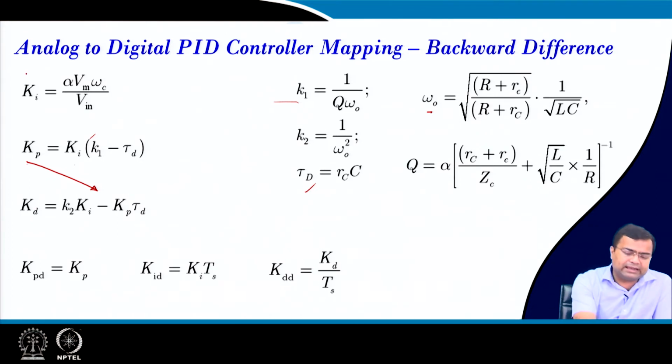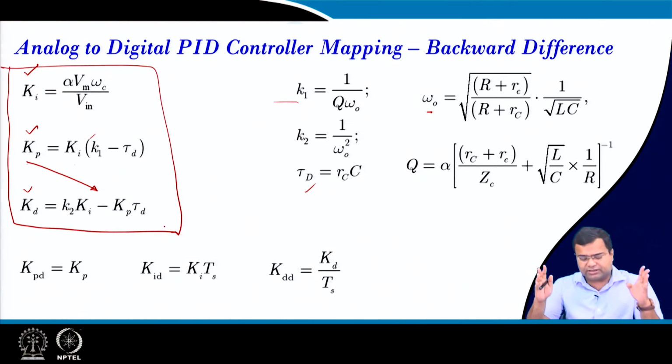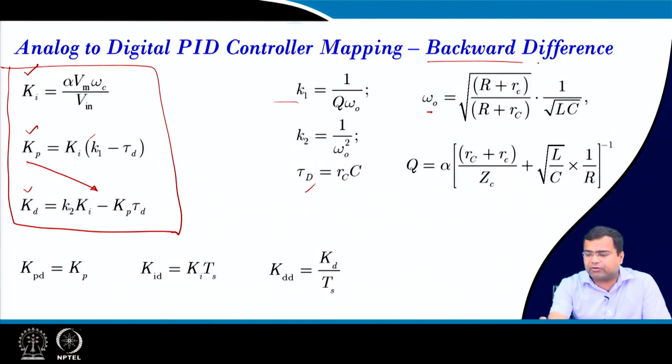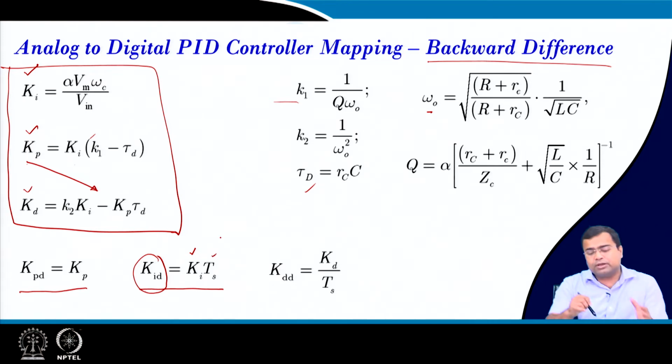Once we get the integral gain, proportional gain and derivative gain in the analog domain, it is a matter of conversion: how do you convert that analog gain into digital gain, and there we use the backward difference formula. It can be shown the proportional gain will remain the same. The integral gain of the discrete domain will be simply the analog integral gain times the sampling time, in this case nothing but the switching time period. And the derivative gain in the digital domain will be the derivative gain in the analog domain divided by Ts. Okay. So, by that way we can design the converter and we can actually design a compensator.